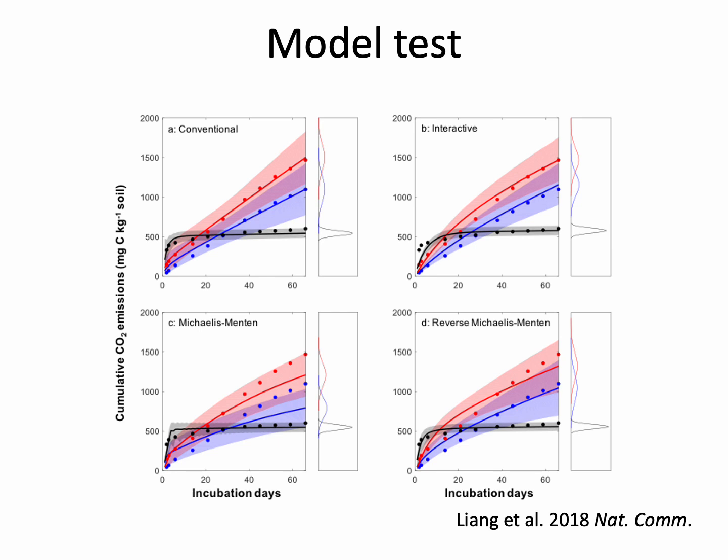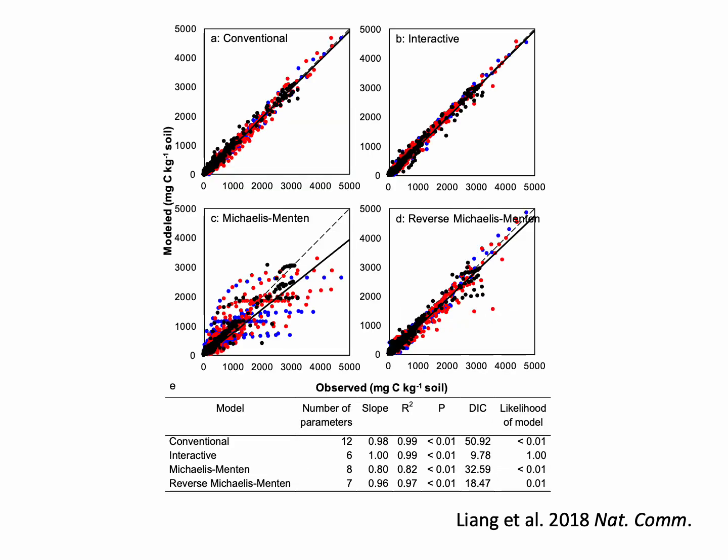The conventional model can fit observed soil carbon release from new, old, and total SOC extremely well. The interactive model can fit observation quite well too. However, the fitting is not that good for Michaelis-Menten or reversed Michaelis-Menten models, especially for observed carbon release from old and total SOC. The model data fitting is also shown in panel A to D. Conventional model fits the best, Michaelis-Menten model fits the worst.